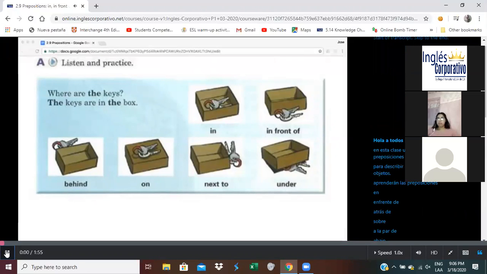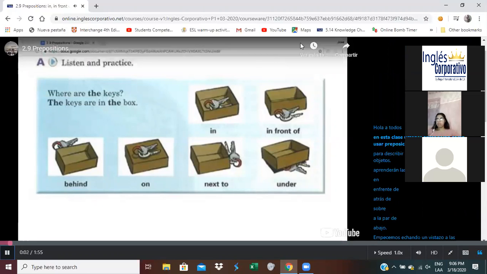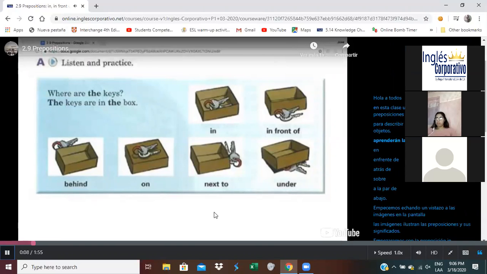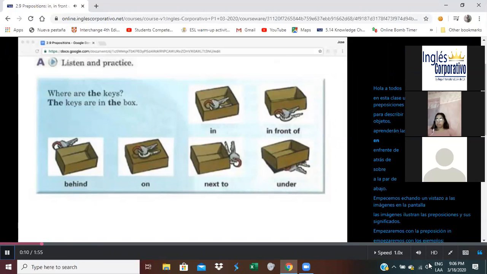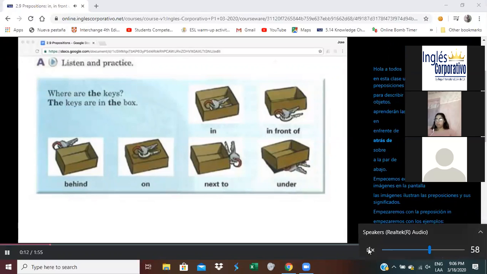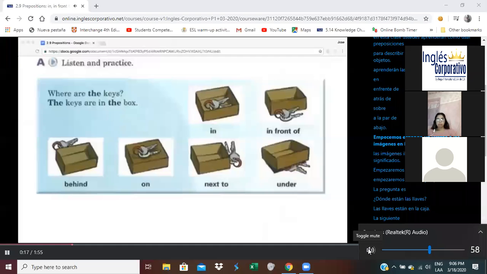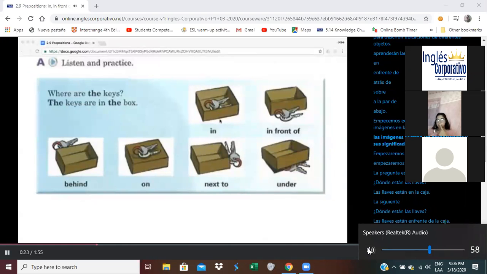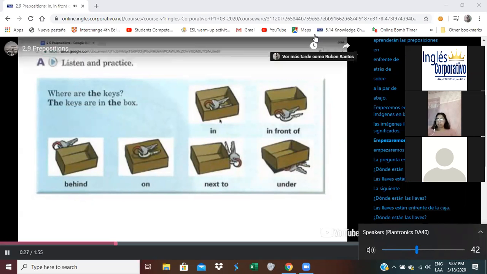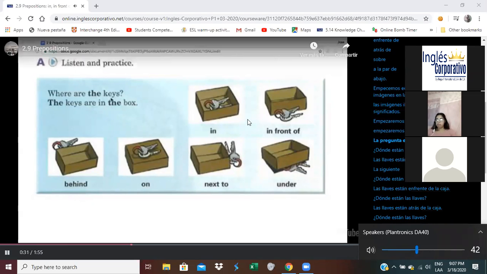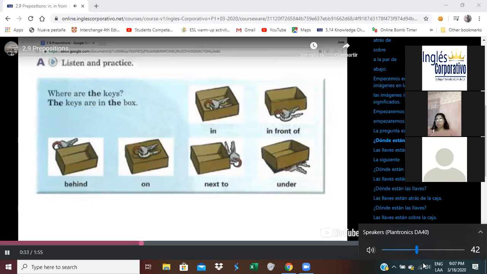Hi, everyone. In this class, you'll learn how to use prepositions in order to describe the location of different objects. You'll learn the prepositions in front of, behind, on, next to, and under. Let's start by looking at the images. The images illustrate the preposition and its meaning. Let's start with the preposition in. We will start with the example. The question is, where are the keys? The keys are in the box.